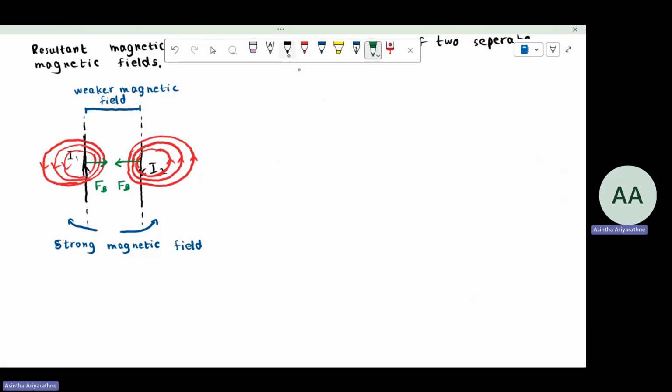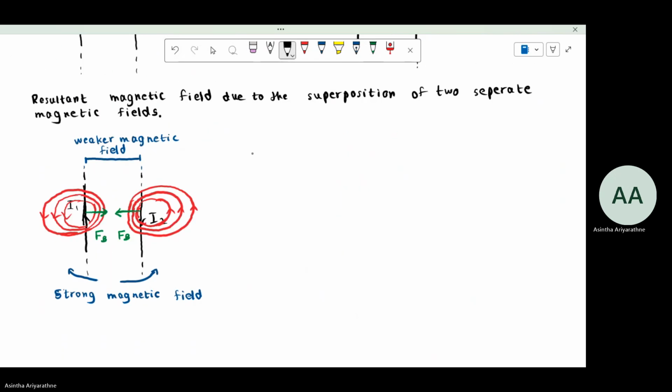Right. So likewise, if we consider the other two, here what happens?